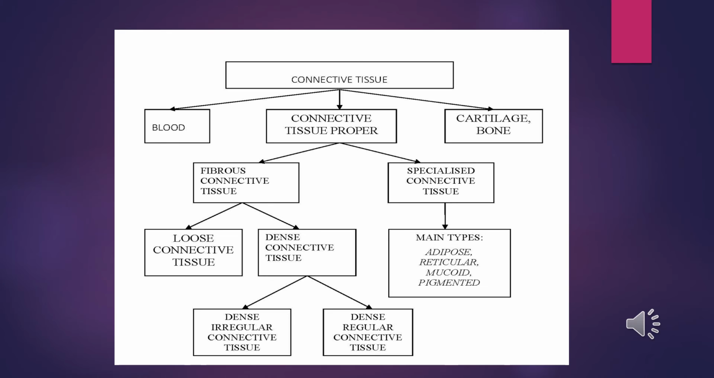Concerning bone, bone is subdivided into two subtypes: woven bone or primary bone, and secondary bone or lamellar bone. Secondary bone is subdivided into two main groups: compact lamellar bone and spongy lamellar bone.